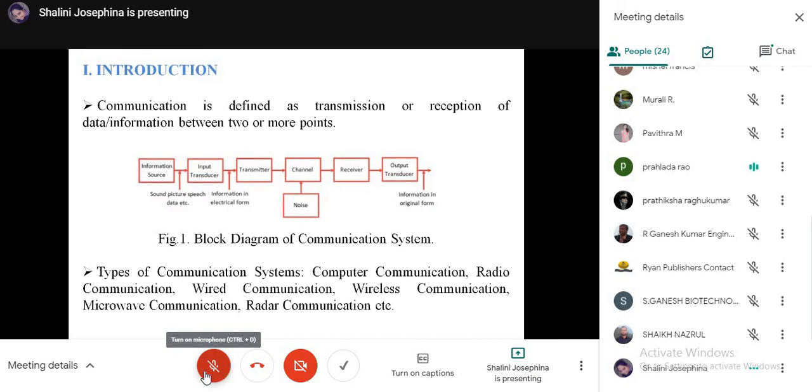Okay, you can have various types of communication systems, like a wired communication system, wireless communication. You can have telegraph communication, radio, microwave communication, and radar communications.